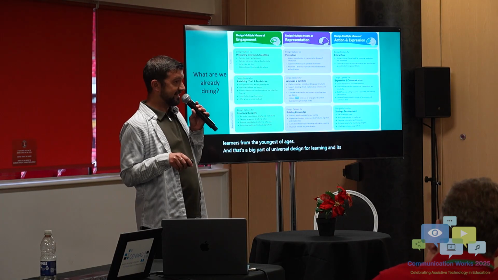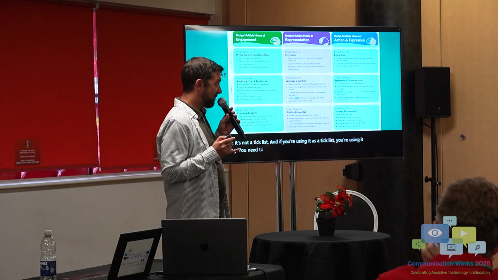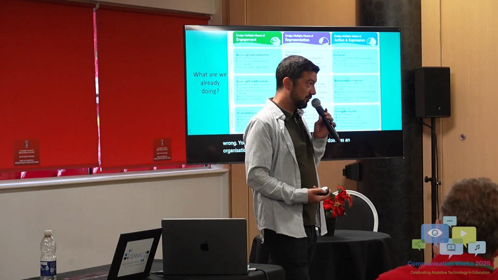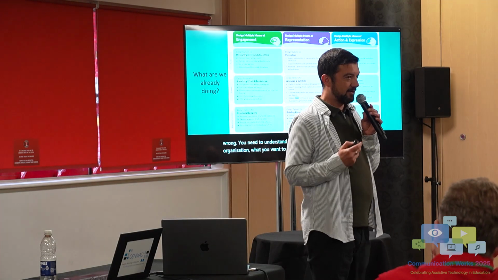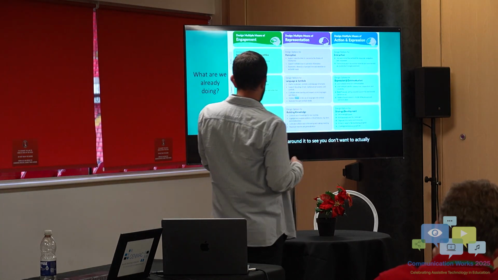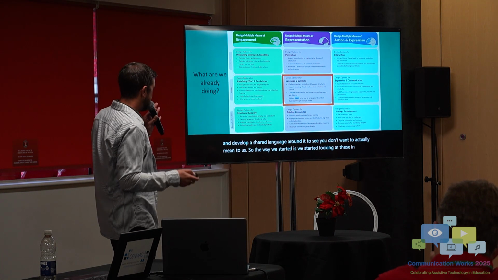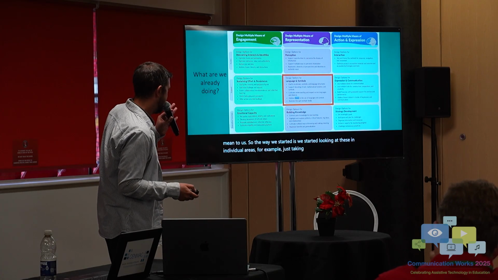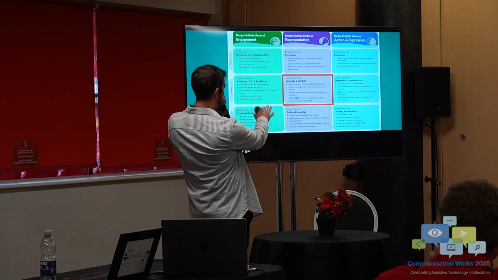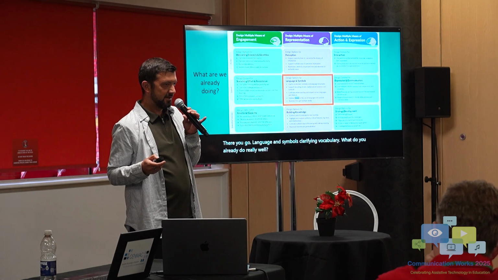Now, it's not a tick list. And if you're using it as a tick list, you're using it wrong. You need to understand what you're already doing as an organisation, what you want to get out of it, where you want to go forward, and develop a shared language around it to see what does it actually mean to us. So the way we started is we started looking at these in individual areas, for example, just taking that middle box there and thinking about, there you go, language and symbols, clarifying vocabulary. What do we already do really well?